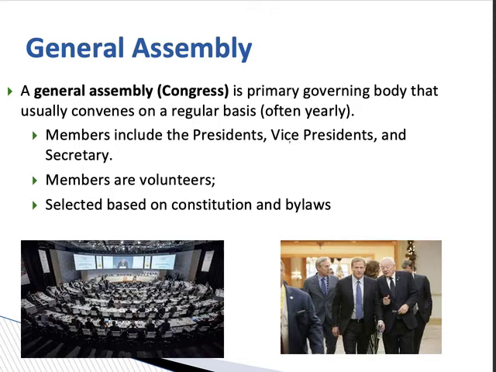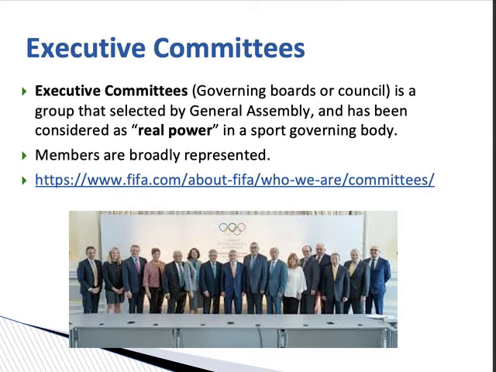And the second one is the executive committee, right? The executive committee in different sports is called different things. Maybe it's called governing boards or councils. It's a group normally selected by the General Assembly and is considered the real power in the sports governing bodies. The General Assembly only meets once a year, talking about big decisions.